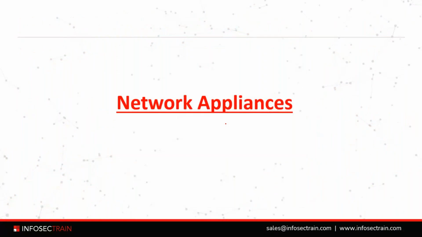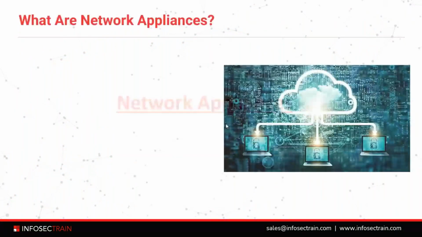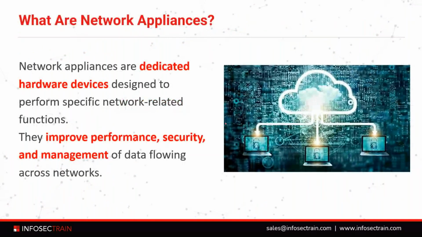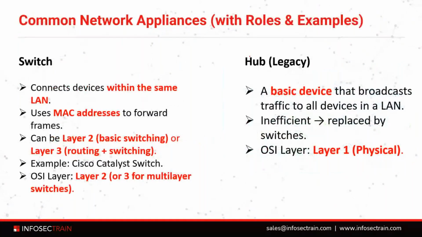Next, we have network appliances. So, what are network appliances? Network appliances are dedicated hardware devices designed to perform specific network related functions. They improve performance, security, and management of data flowing across networks. Now, we use different network appliances. Back in the old days, we used a hub. A hub is a not so intelligent device which basically broadcasts the data. Broadcast means sending the data to everyone.